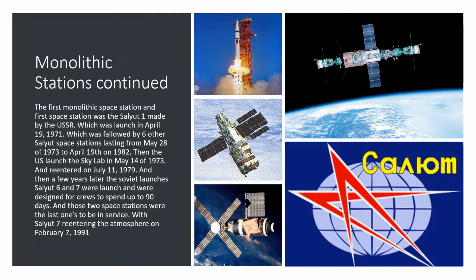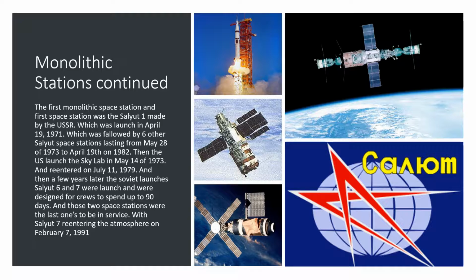The first monolithic space station was the Salyut 1, which was launched by the USSR, and was also the first space station, launched on April 19th of 1971, and was followed by 6 other Salyut space stations lasting from May 28th of 1973 to April 19th of 1982. Then the US launched the Skylab on May 14th of 1973, the first US space station, which re-entered Earth on July 11th, 1979.